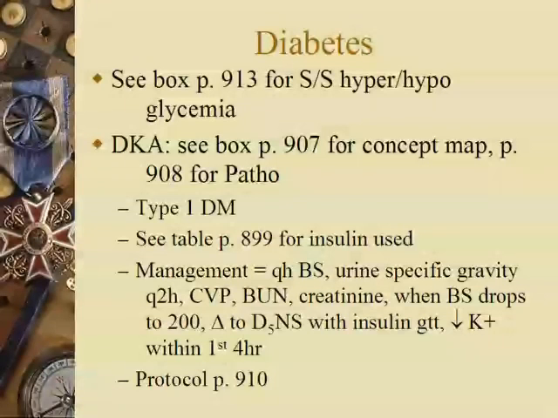Management of DKA: every hour blood sugar, urine specific gravity every 2 hours, CVP, BUN, creatinine. When your blood sugar drops to 200, you're going to change to D5 and normal saline with the insulin drip rather than just plain saline to give them a little bit of glucose.